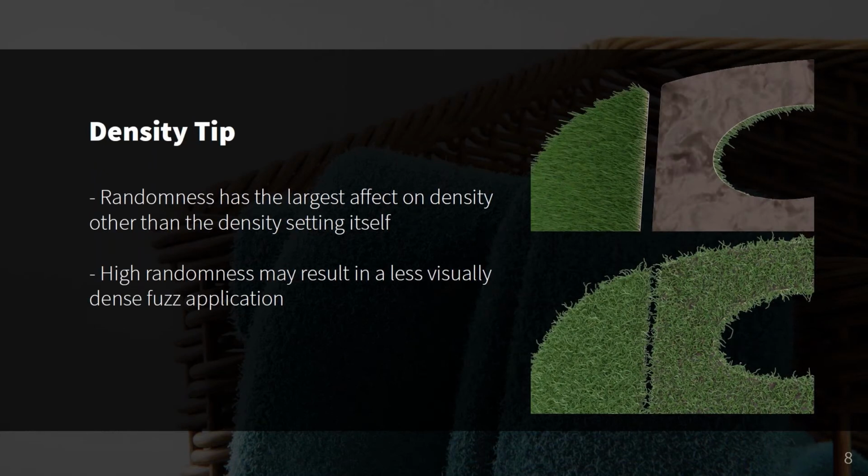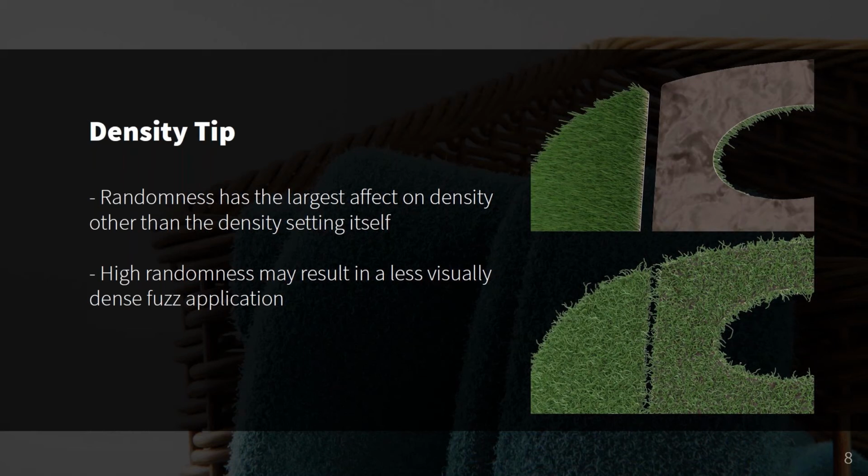Lastly, I'd like to bring attention to something I've experienced while working with fuzz. In some instances, adjusting the density slider has not yielded my desired density. You may have experienced this as well, depending on the scale or type of fuzz application you're working with. Through some experimentation, I have noticed that both the randomness and segment sliders may inadvertently affect the overall perception of surface fuzz density on a given material.